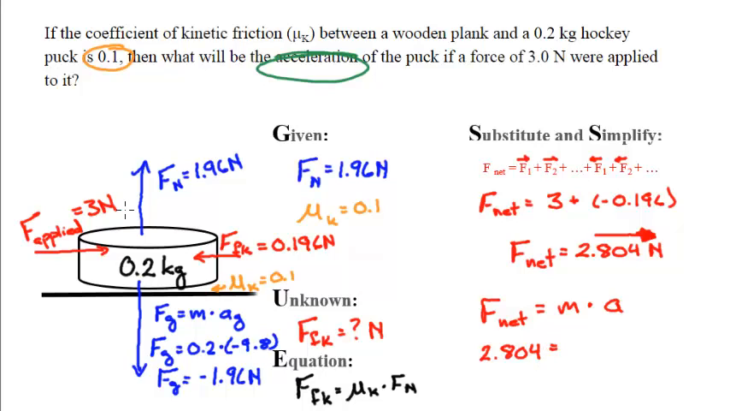2.804 equals, I have a mass of 0.2 times the acceleration in the x. In order to get acceleration all by itself, I'll divide by 0.2. Acceleration equals 14.02 meters per second squared.